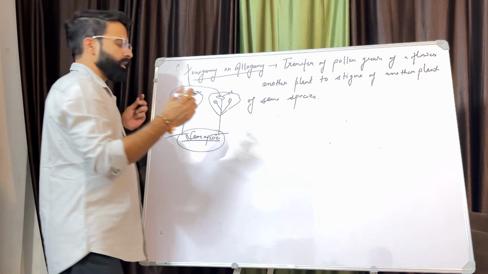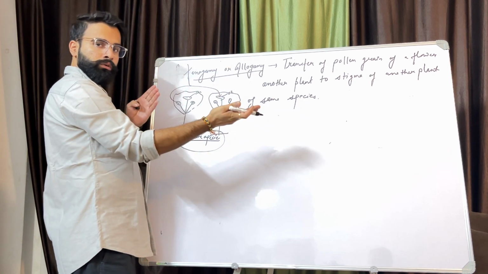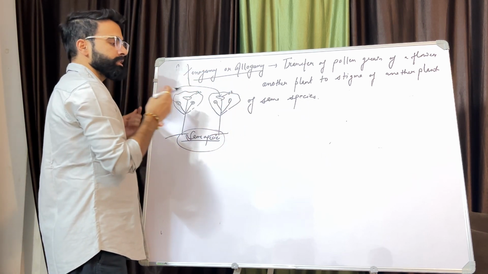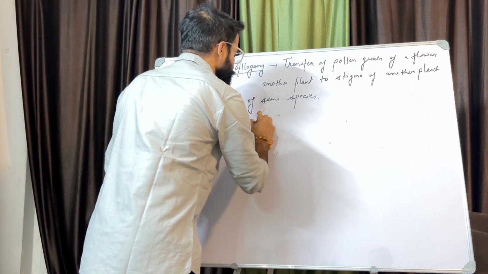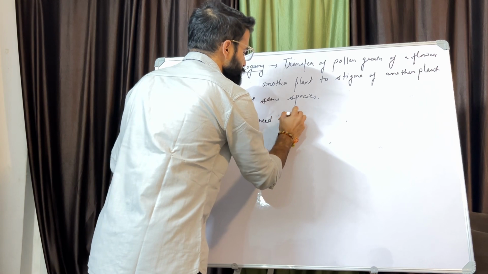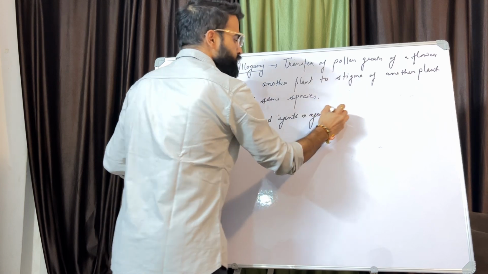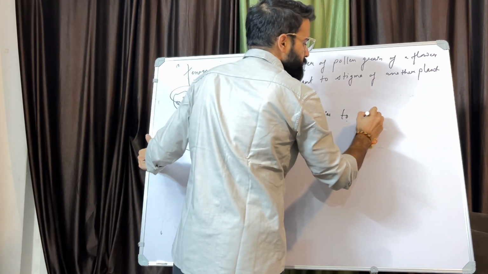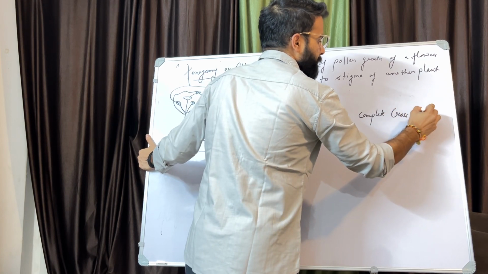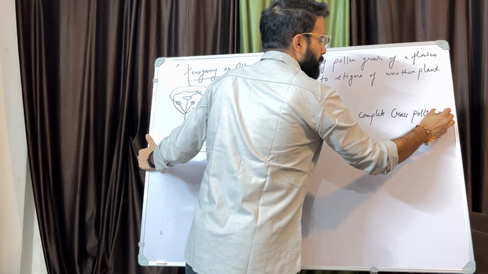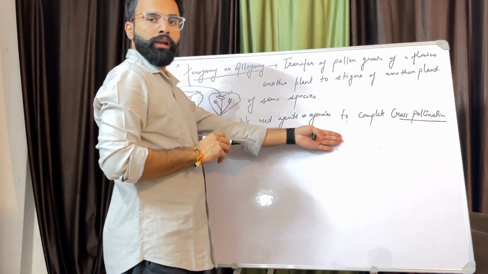Okay, for example, if we have to transfer pollen grain from one plant to another plant of same species, then what do we need? We need agencies and agents. We need agents or agencies to complete cross pollination. So cross pollination depends upon these agents or agencies.